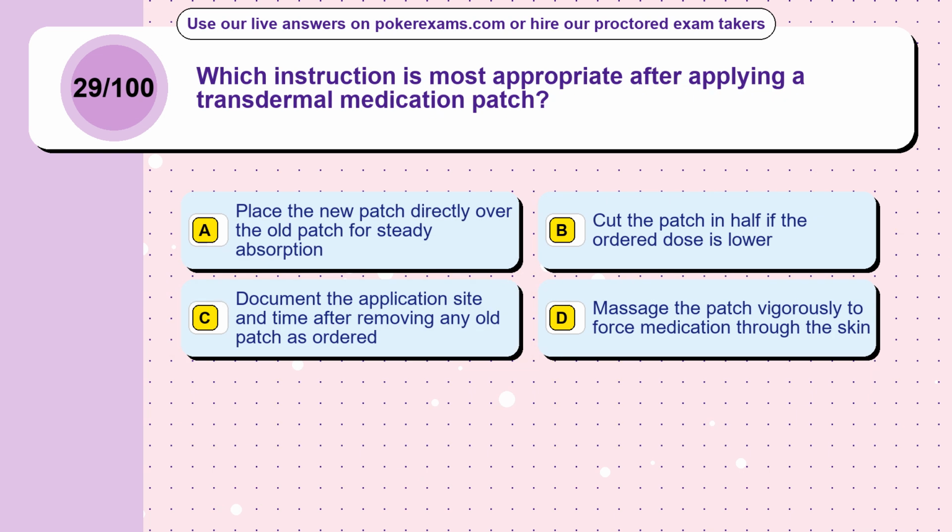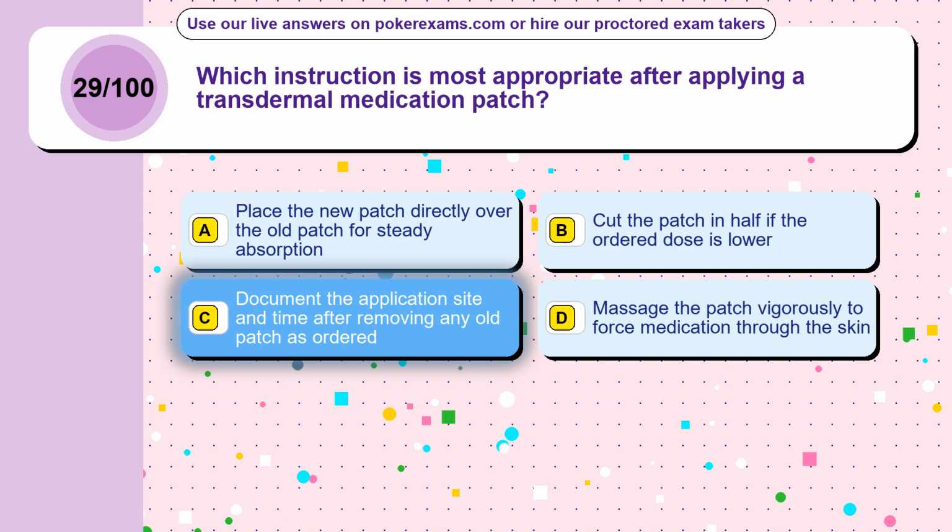Question 29. Which instruction is most appropriate after applying a transdermal medication patch? Option A, place the new patch directly over the old patch for steady absorption. Option B, cut the patch in half if the ordered dose is lower. Option C, document the application site and time after removing any old patches ordered. Option D, massage the patch vigorously to force medication through the skin.